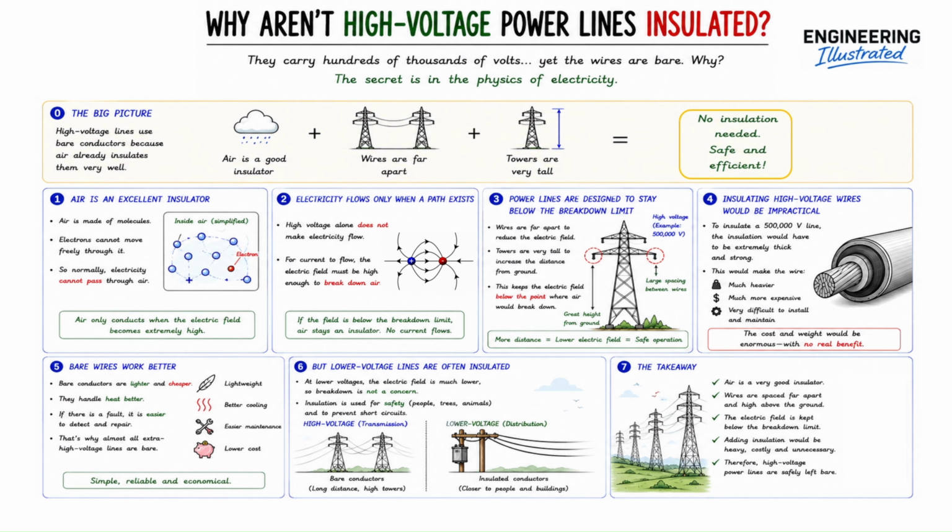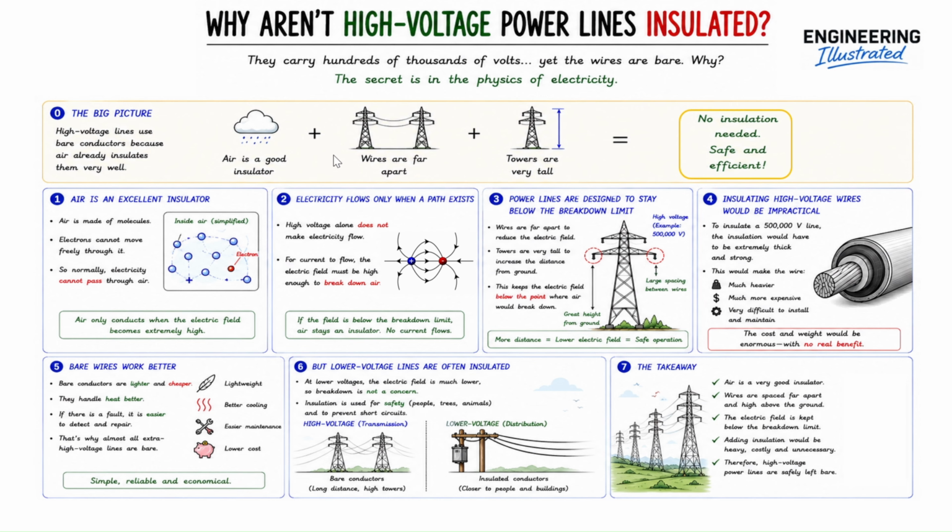The big picture is that air is technically an insulator between the conductors that are used in the power lines. Because high voltage lines use bare conductors, we use air as the insulation. So let's look at how air can be used as an insulator.